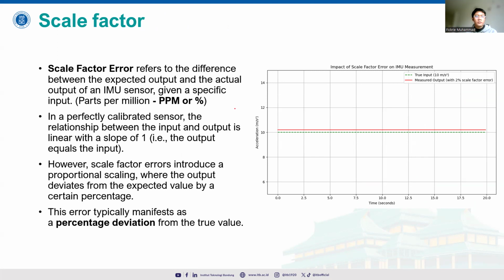The scale factor is also important. The scale factor error refers to the difference between the expected output and the actual output of the IMU sensor. Sometimes the unit is described as parts per million or percent. So how much percentage of the scale factor differs from our actual true value, for example. Because of the scale factor error of the IMU, instead of 9.8 meters per second squared, we'll have, for example, a plus 2% scale factor error.